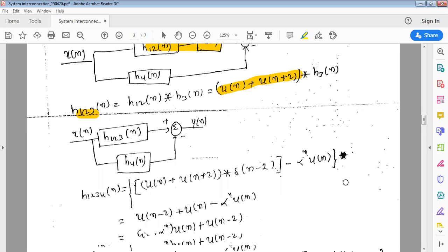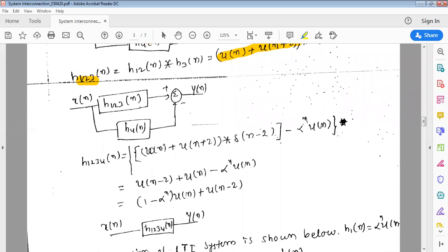Okay. Once you are done, remember this: A plus B convolved with C. That's what you have. So what happens when you convolve u of n with delta of n minus 2? It is simply u of n minus 2. So remember, x of n convolved with delta of n minus k becomes x of n minus k. That's all. So u of n convolved with delta of n minus 2 is equal to u of n minus 2, plus u of n plus 2 convolved with delta of n minus 2 gives me u of n plus 2 minus 2. So plus 2 minus 2 gets cancelled. I'll get only u of n.